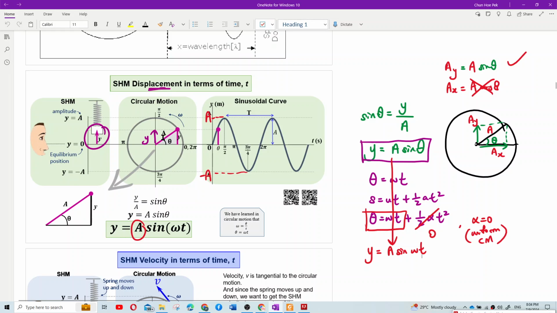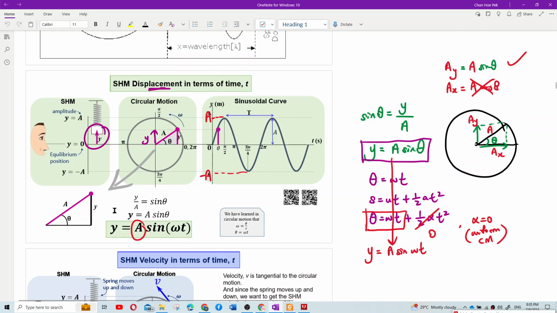We use this radius. Remember, the radius is the amplitude. Radius is the amplitude, and to find the displacement, because simple harmonic motion has displacement, velocity, and acceleration, the equation to find the displacement is we use this amplitude. Find the y component of the amplitude. The y component of the amplitude is A sine theta, and theta is omega t.